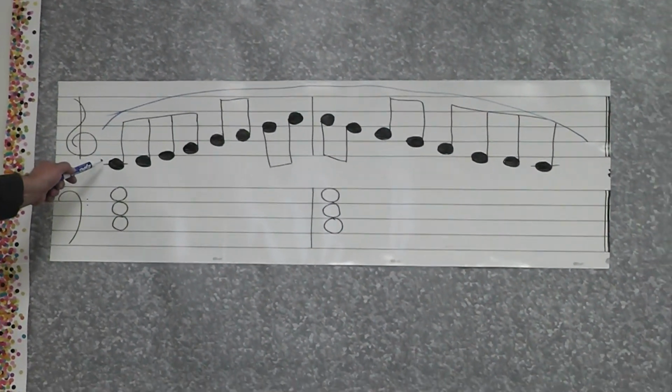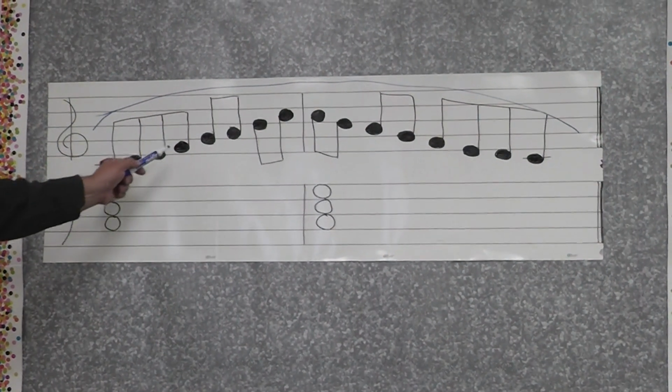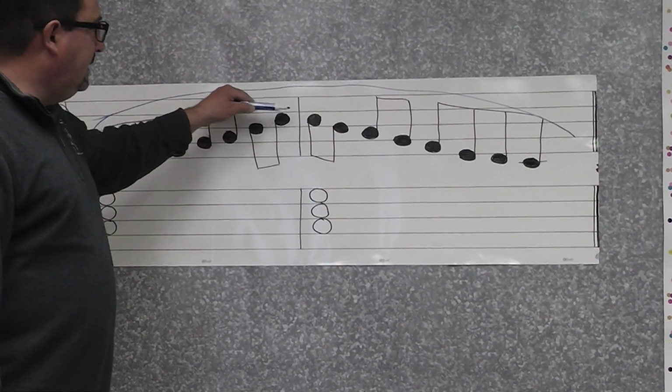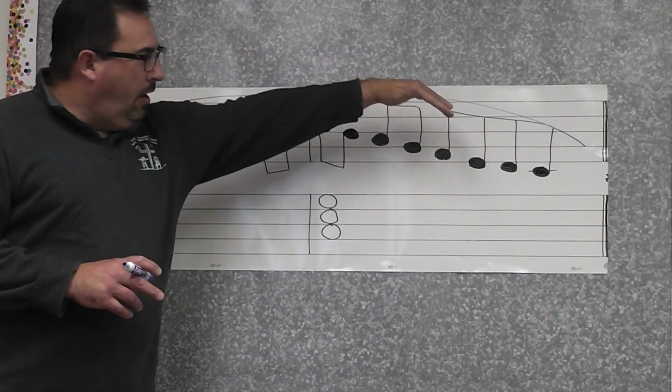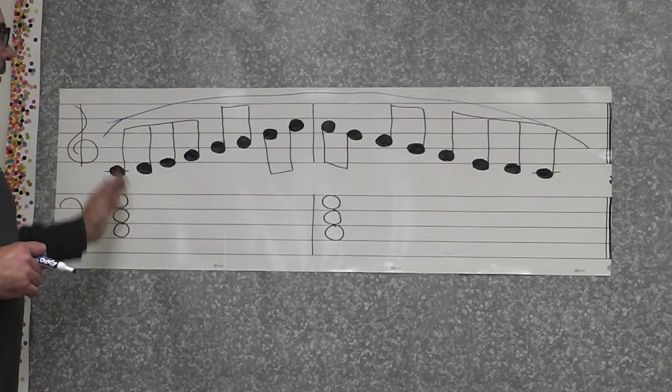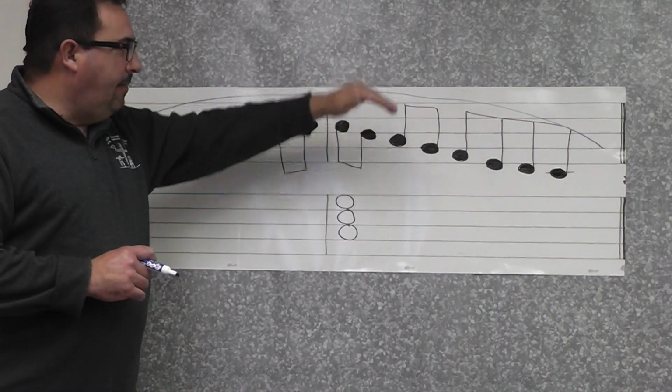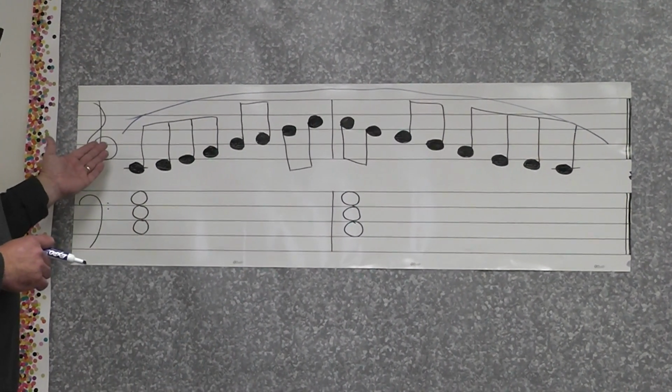Okay, that's a C major scale because we start on middle C, go up to the next highest C, repeat, and come back down. So that has the shape of a bow or any kind of an arch type of shape. So that's our treble clef.